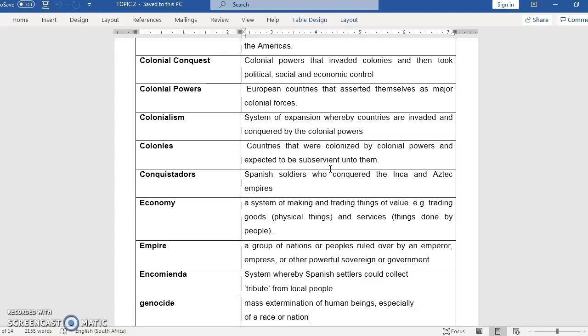Next, we have empire. An empire is basically a group of nations or peoples ruled over by an emperor, empress, or powerful sovereign or government. So basically, it's similar to a colonial power. If you think of one of the great empires that you would maybe be familiar with, it would be the British Empire. So Britain would be the colonial power. They then went and took over India and South Africa, to name a few. There was also Australia, New Zealand. At one point, they owned like half the world.